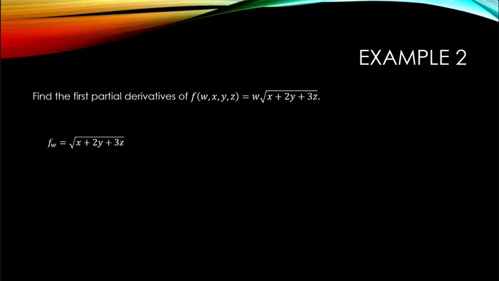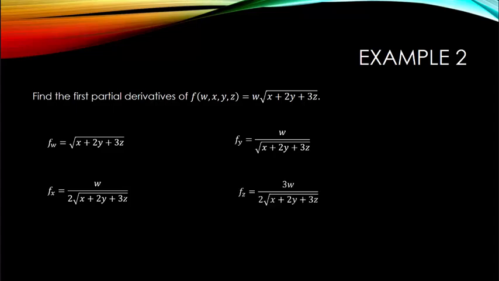Fw is equal to the square root of x plus 2y plus 3z. This is entirely acting as the constant multiplying w in my function. Fx is given by w divided by 2 times the square root of x plus 2y plus 3z. Fy is given by w over the square root of x plus 2y plus 3z, and Fz is given by 3w over 2 times the square root of x plus 2y plus 3z.